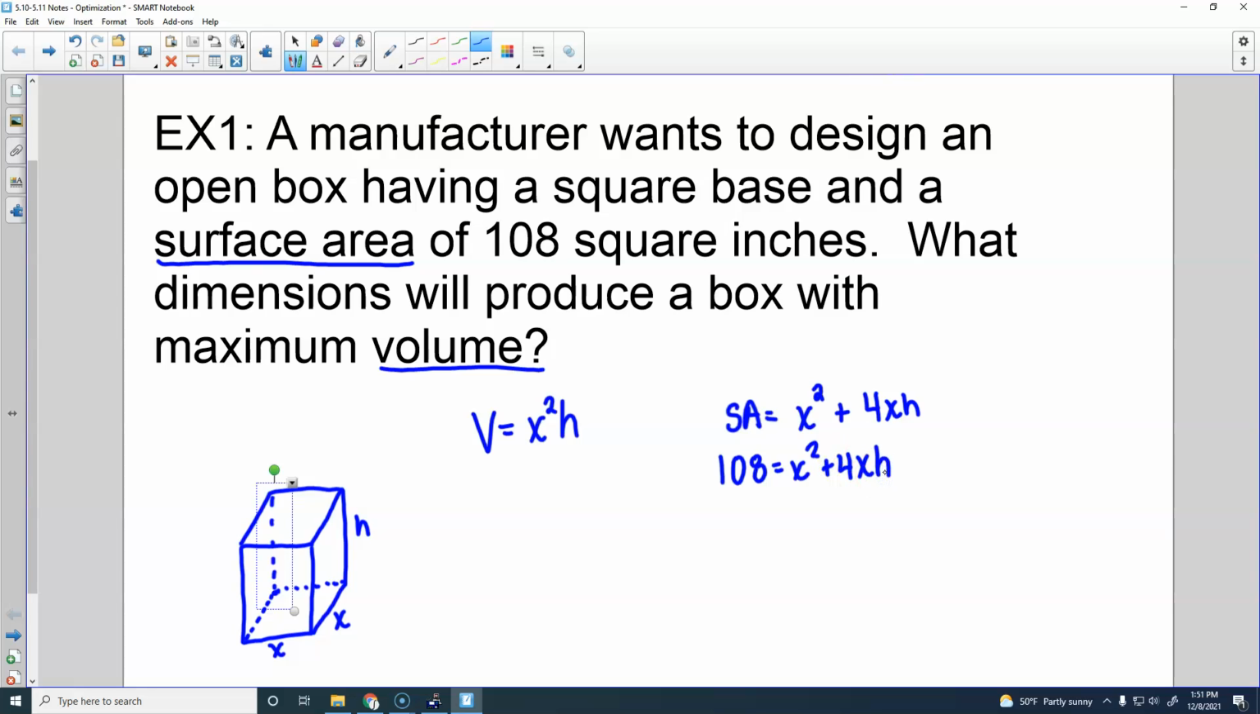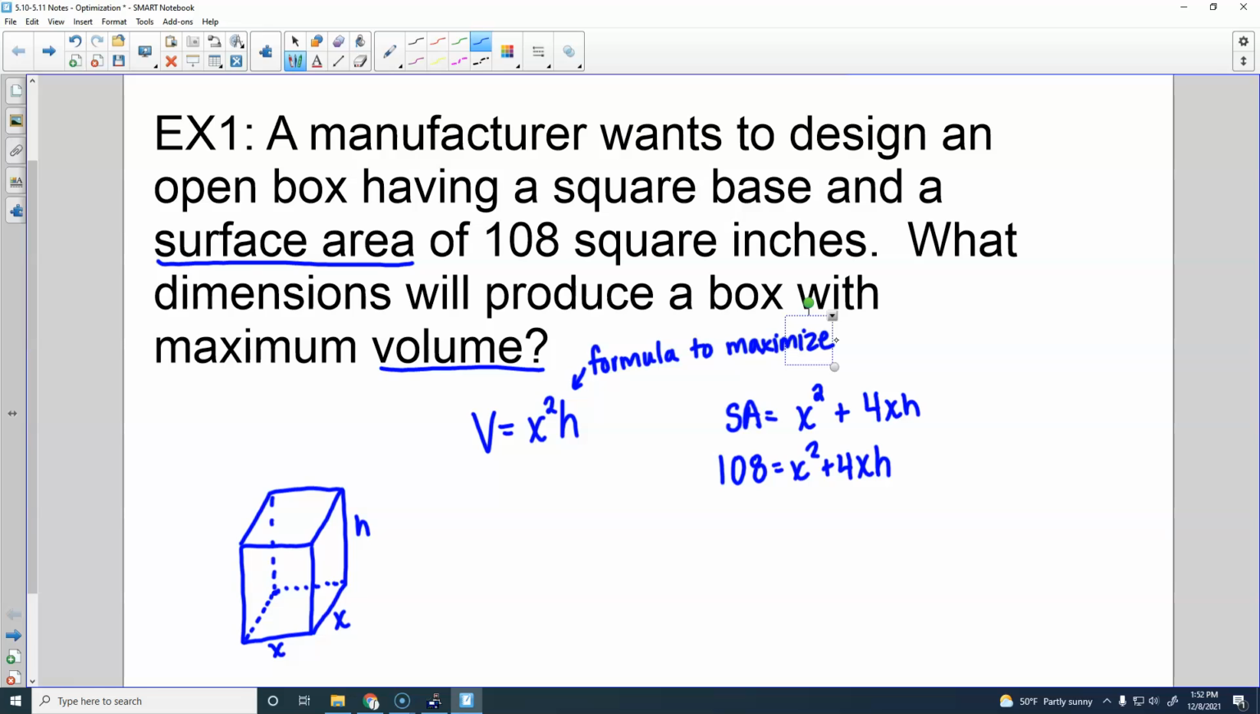Okay, so what are we going to maximize? What does it ask us to find a maximum of? Volume, right? So this is our formula to maximize. Eventually we're going to do that.